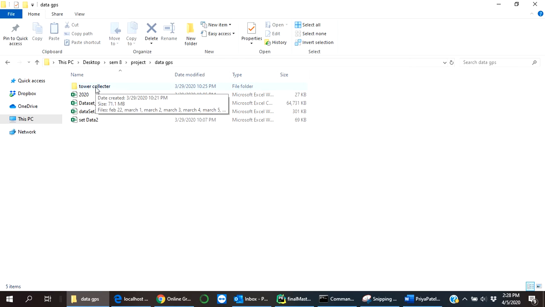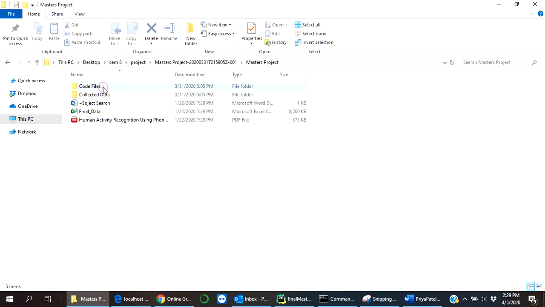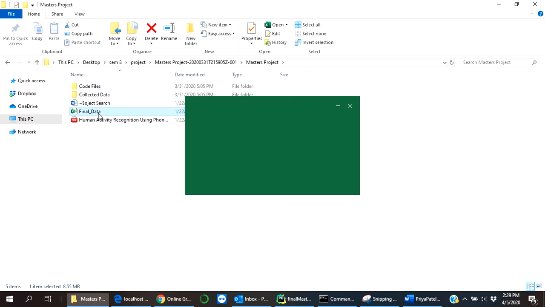For collecting data, I have used three different applications. The first is a GPS collector, the second is a tower collector, and the third is Science Journal to collect my physical movement. In the tower collector application, I collect the tower locations, and in the GPS collector, I collect data like longitude and latitude. So I can find out my physical position, at what time I am where. For my physical movement, I also collected all the data and generated one final data set.